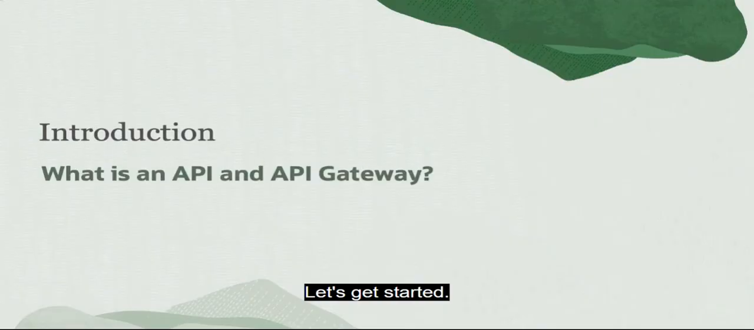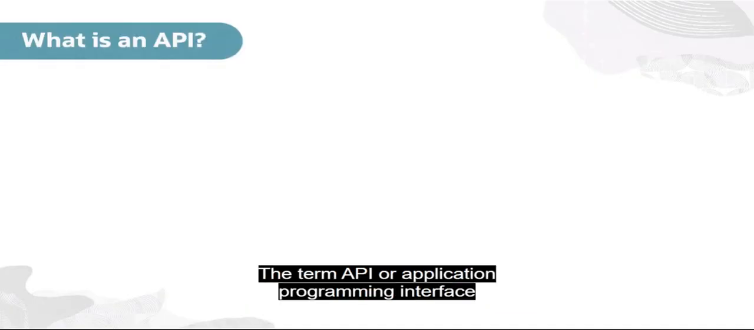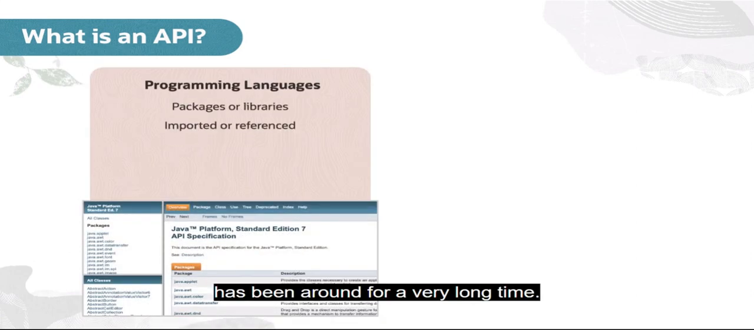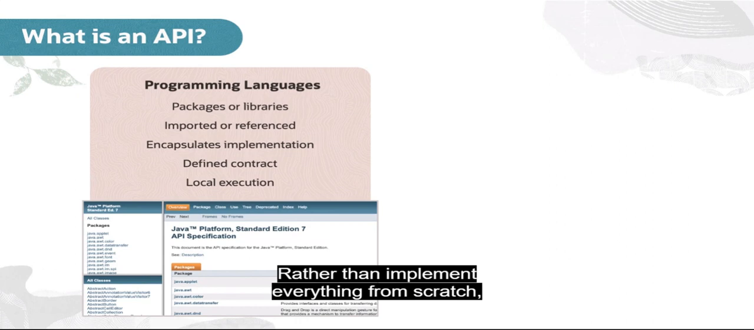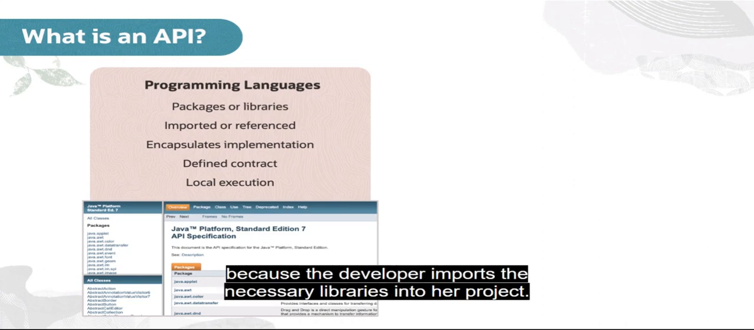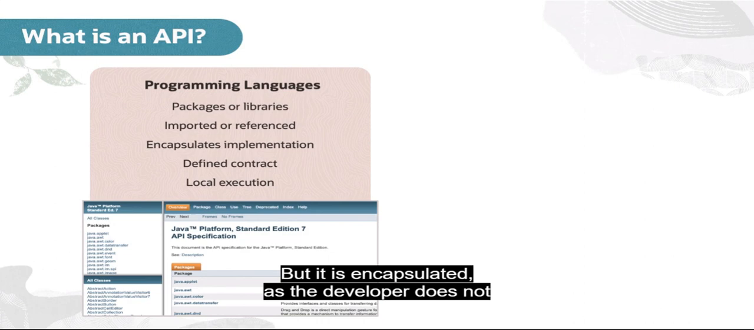Let's get started. So what is an API and API Gateway? The term API, or Application Programming Interface, has been around for a very long time. Developers use them in many of the popular programming languages such as Java. Rather than implement everything from scratch, developers make use of libraries to accelerate their development simply by importing the libraries that they need. The developer interacts with the pre-built capabilities via a well-defined API. We can refer to this as a local execution because the developer imports the necessary libraries into her project, but it is encapsulated as the developer does not need to deal with the internal implementation of the API.